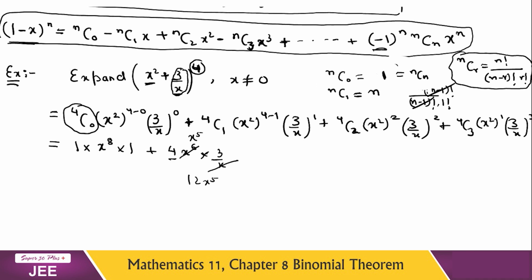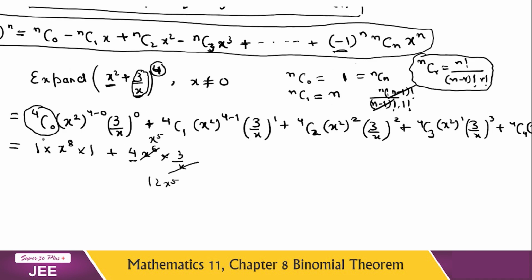So this is what I am trying to say. If you want to elaborate, if you want to write each term in detail, you can do it. You have to perform the calculations. 4c2 becomes 6, this becomes x raised to the power 4, and here x square. So x square gets cancelled off in numerator and denominator, and you are left with x square. So this is 6 into x square into 9, which is 54x square. So this is going to be your third term. Similarly, you can calculate this term.